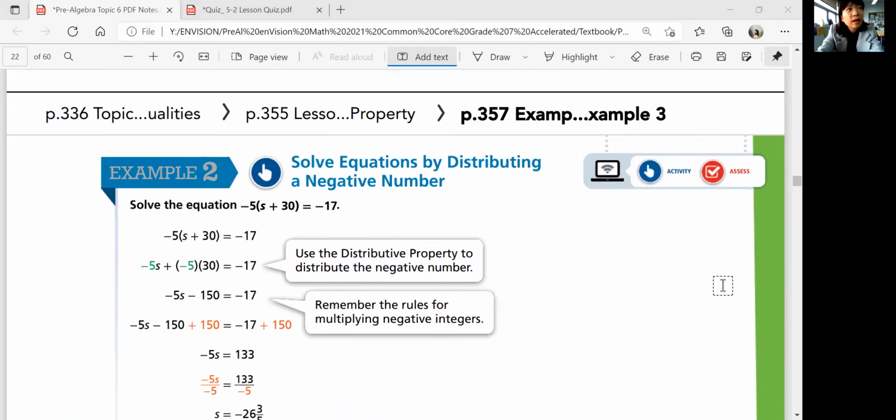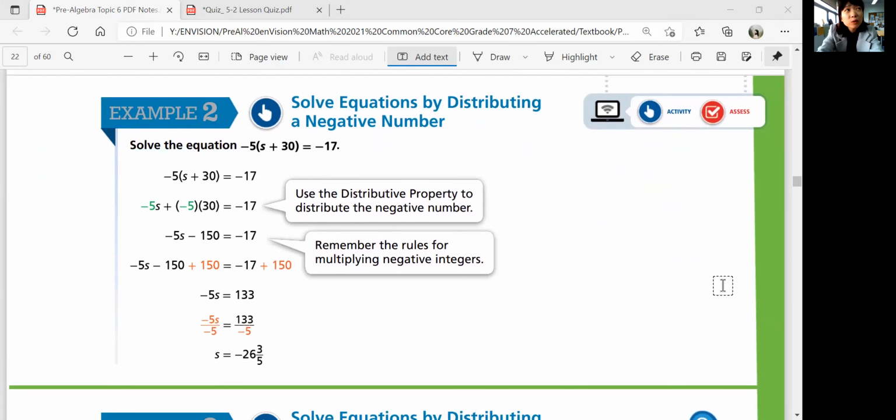All right, let's look at the next page. Example 2, solve equations by distributing a negative number. What if you have an equation that has a negative number that needs to be distributed? Make sure you include the negative whenever you distribute it out.